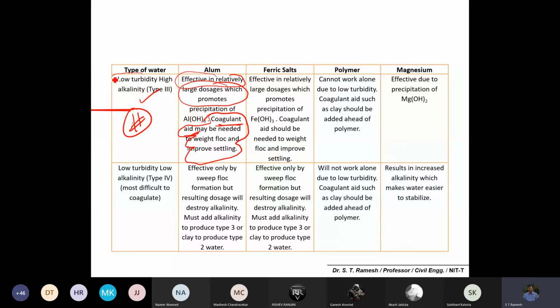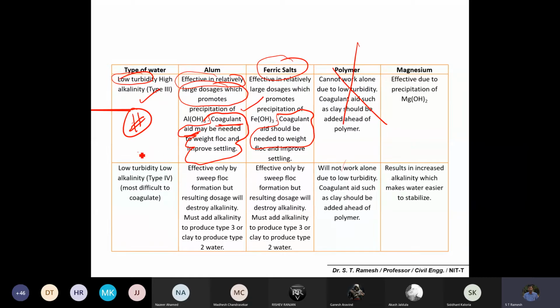Now you could understand better, because low turbidity may require excess chemical addition of coagulant. You may also need to add coagulant aid. Artificially, you have to increase the turbidity, thereby the chemical consumption will come down. In the case of ferric salts, you may require additional ferric salts, and here also you can add coagulant aid. Polymer may not be feasible because it cannot work alone due to lower turbidity. Here also you have to add coagulant aid.